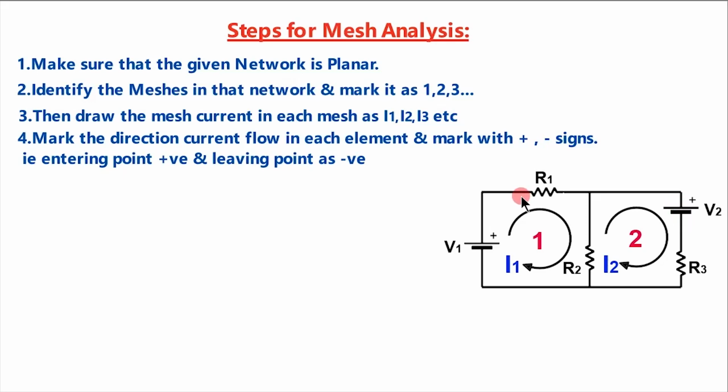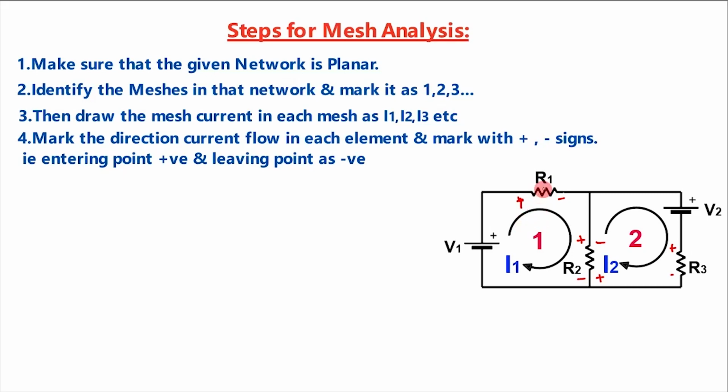Then we will mark the direction of current flow in these resistances. See, while this mesh is being considered, we have to write the direction of current as per this mesh. I1 is entering here, that is plus, while it is leaving from here, that is minus. For R2, in this mesh, I1 is entering here and leaving here. So, this is minus. As far as I2 is concerned, in this mesh, I2 is entering R3 here, so it is plus, leaving here, so this is minus. For R2, I2 is entering here, so this is plus, leaving point is here, so this is minus.